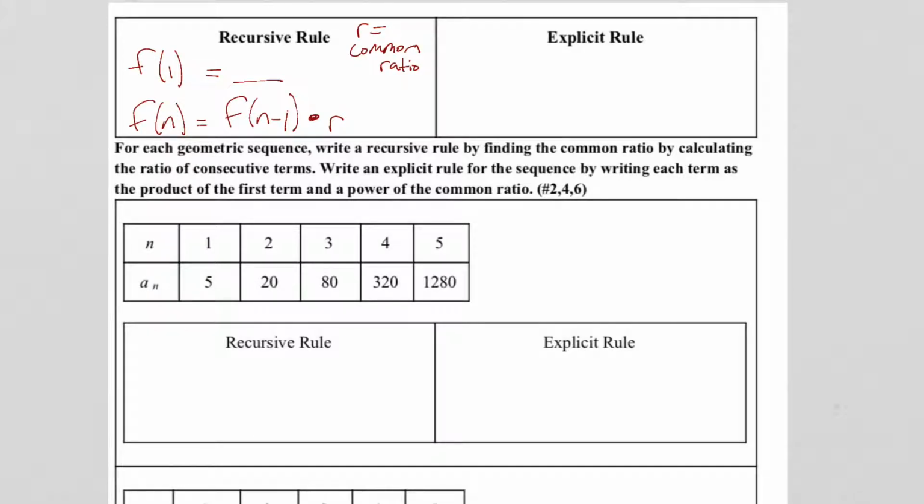And for the explicit rule, it's a similar concept. We still need to know what f of 1 is. And then we need to take whatever f of 1 equals and multiply it by the common ratio to the n minus 1 power. And what that means, n is like f of 1. For f of 1, n is 1. For f of 2, n is 2. For f of 3, n is 3, and so on. So I hope that makes sense.